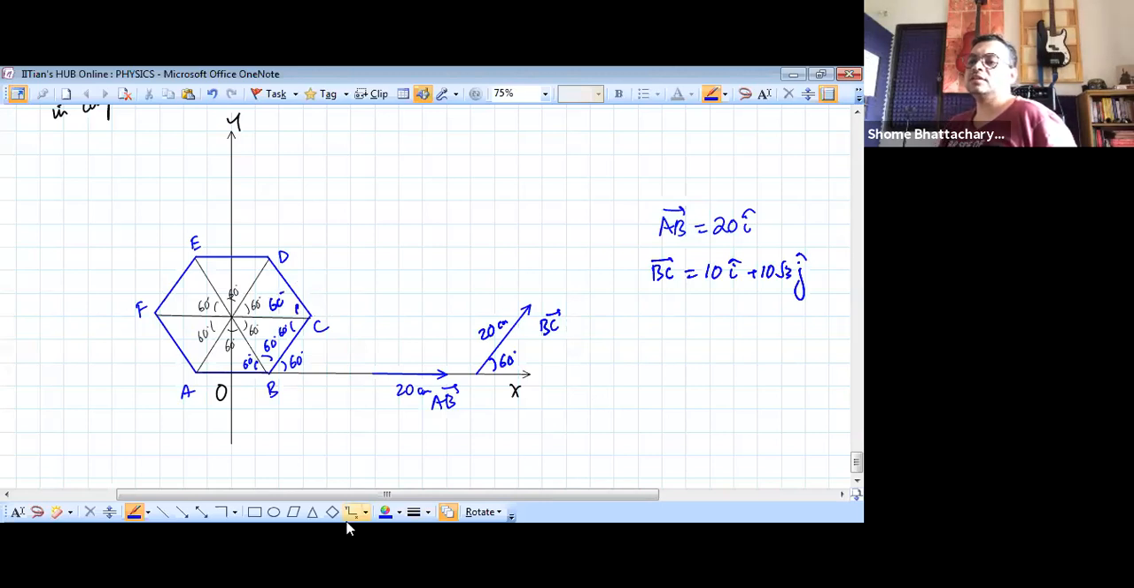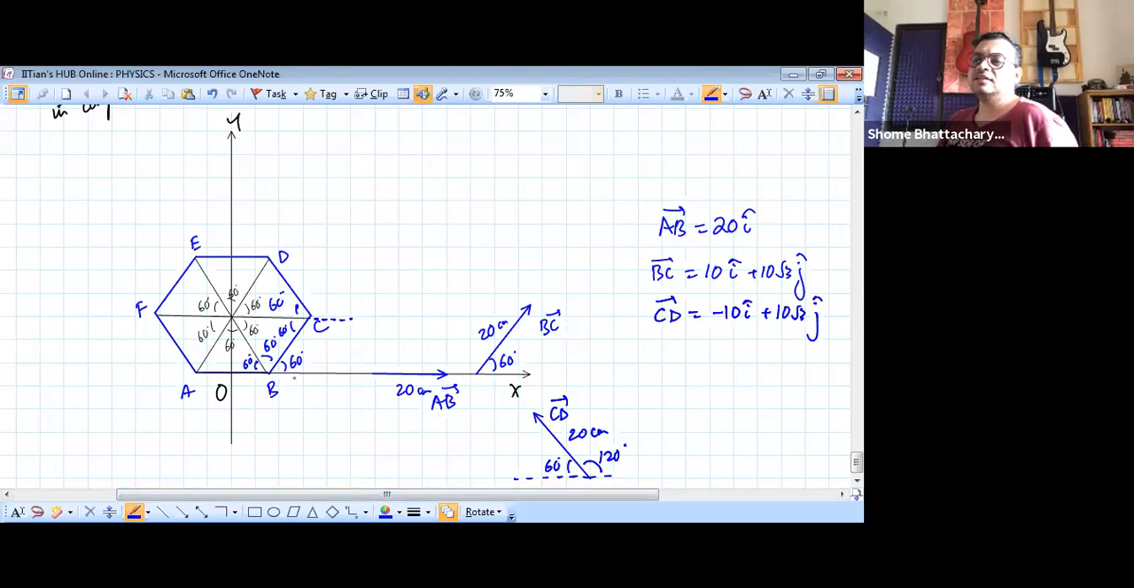So what about the vector CD? How will that vector be? The vector CD will be a vector like this, such that its length is also 20 centimeters, but this angle is 60. In other words, its angle with the x-axis, this whole angle, is how much? It's 120 degrees. So CD should be a vector which has an x component of 20 cos 120, which is minus half, so minus 10 i cap, and a y component which is again 10 root 3 j cap. Is this clear to all of you? Is it clear up to this step?